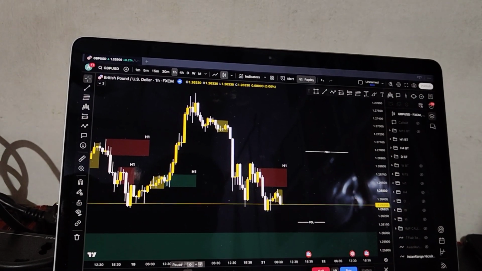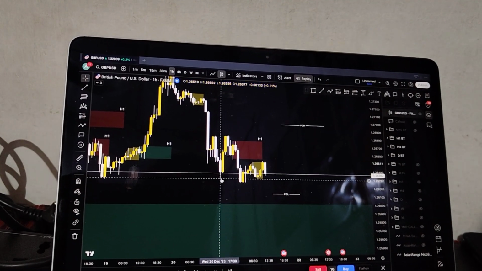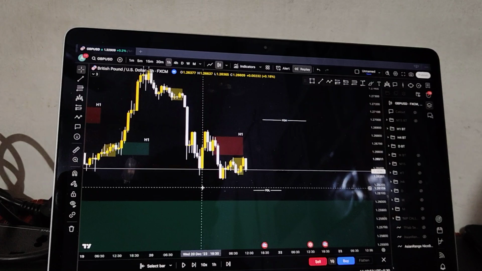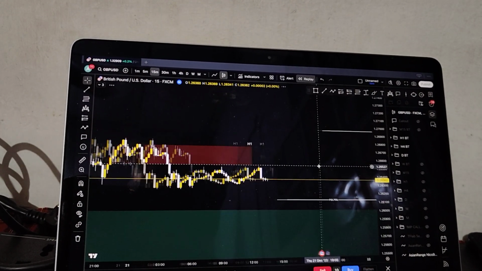According to the Asian range, obviously Asian range closed something like that, so the closest supply was this one, and also this supply zone created a market structure shift fair value gap, so it was a strong supply zone. But I guess I didn't take the trade, did I? Let's see.